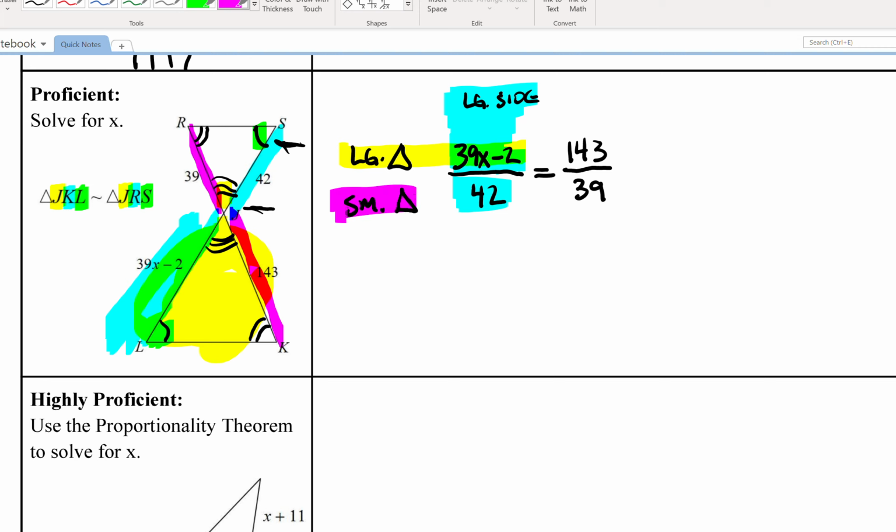Let's see, this is the smaller triangle over here. That means this has to be, we talked about the larger side, I'm going to say the smaller side of the larger triangle would be 143. Let's use green here.